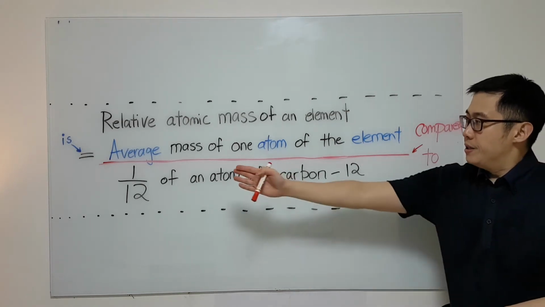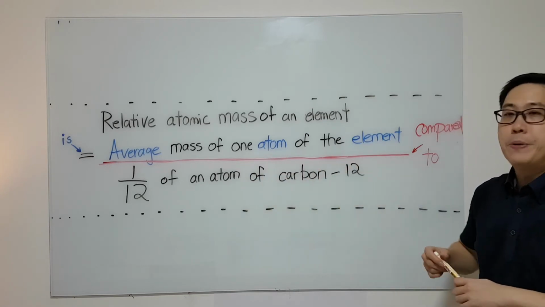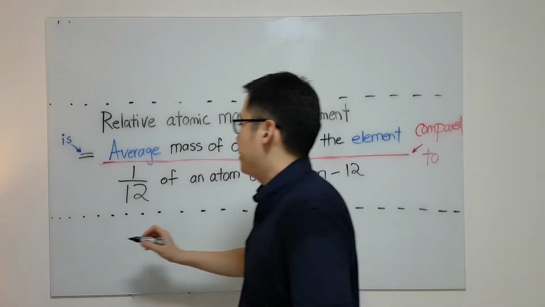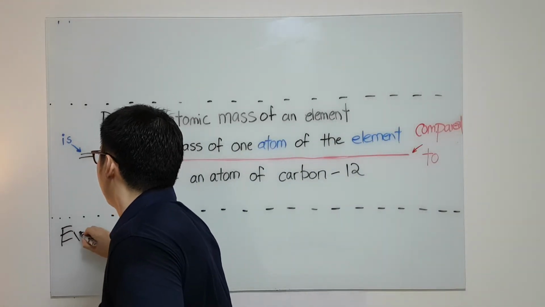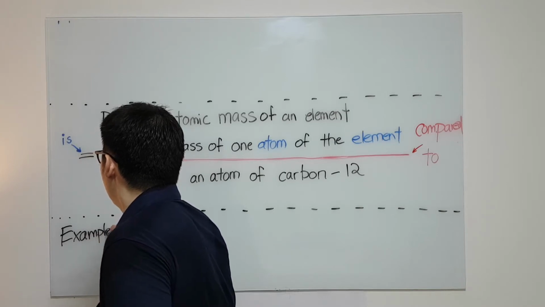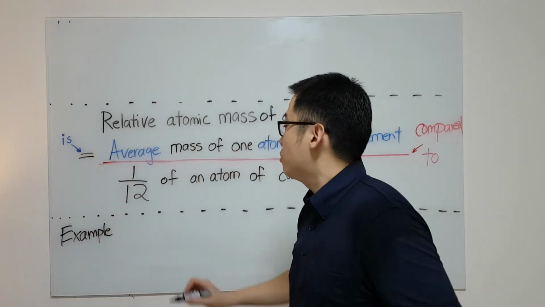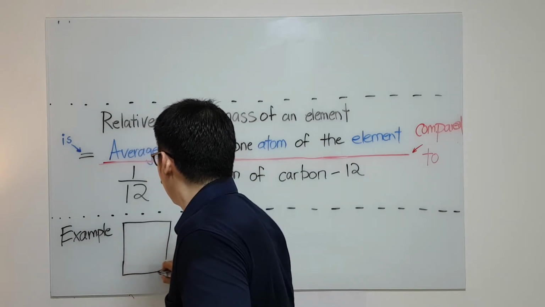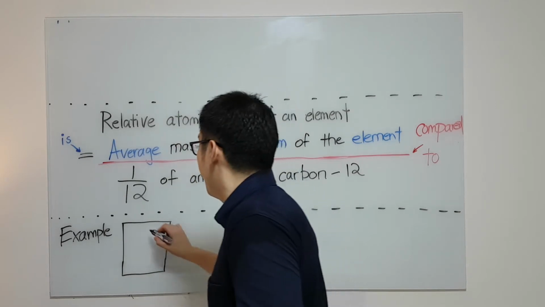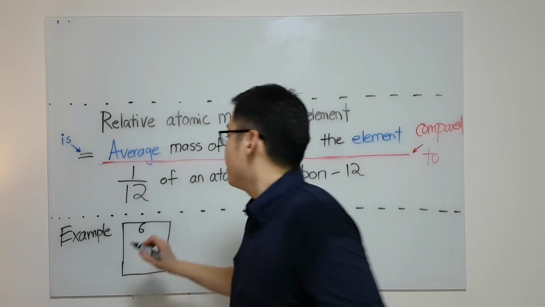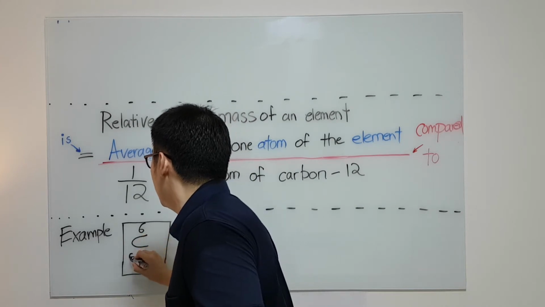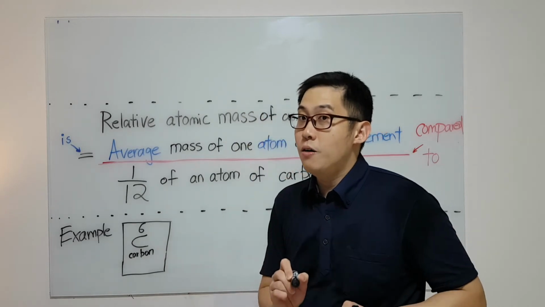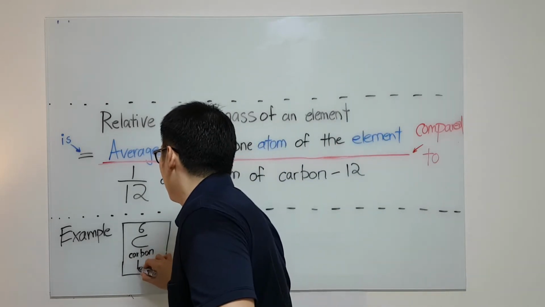Now, let me give you an example of how this works. Consider with me an example here. Now, this example, I will need you to refer to your periodic table. There is this element which has a proton number of 6. The symbol is C. It has a little word carbon written over there, and it has a relative atomic mass of 12.